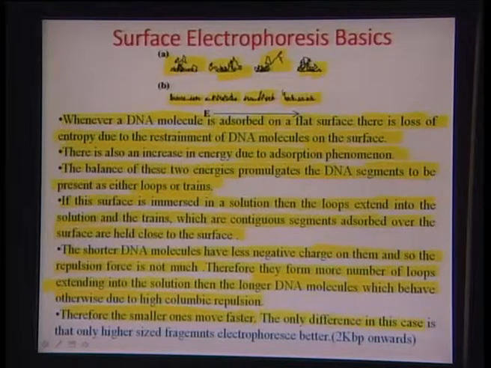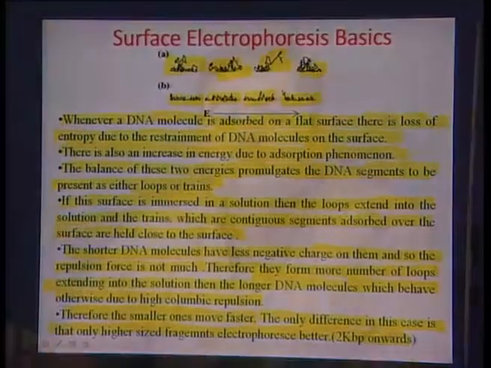The only difference in this case is that higher size fragments electrophorese better here. Typically it is 2 kbp onwards, but essentially the effect can be felt more from 10 kbp, because just like agarose could easily go up to 10 kbp. Of course there would be a resolution loss, but still you could make it detectable up to about 10 kbp. So the utility of this process is felt beyond that, although it can actually start from about 2 kilobase pair size of the DNA molecule.